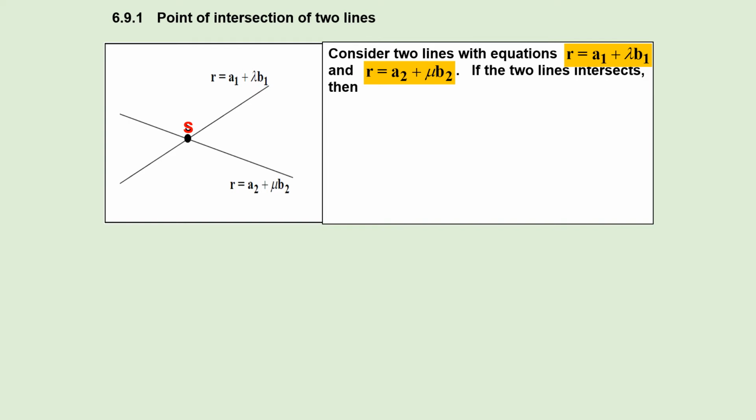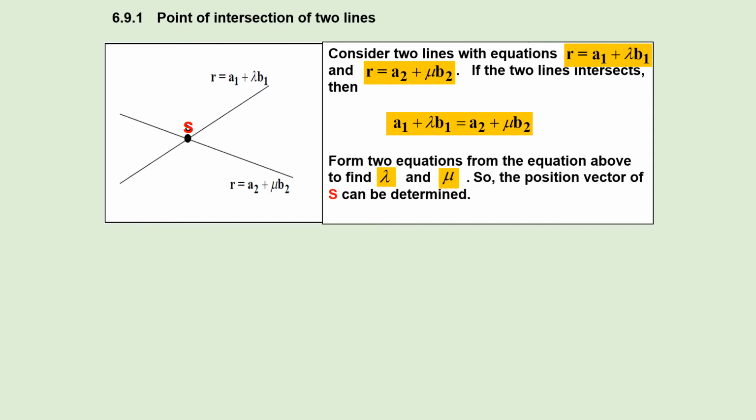Intersection between two lines. As usual, when you want to find the intersection between two lines, we solve the simultaneous equations. To solve that, you set the equations equal to one another, then you can find the values of lambda and mu. Then the position vector can be determined.